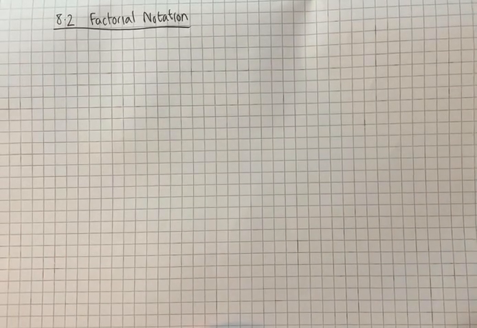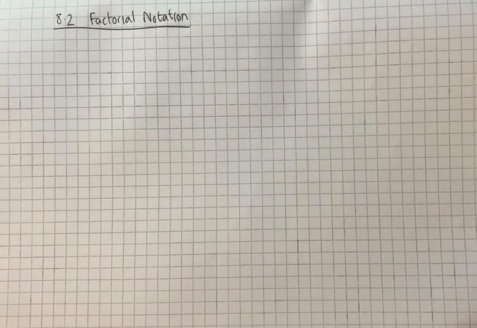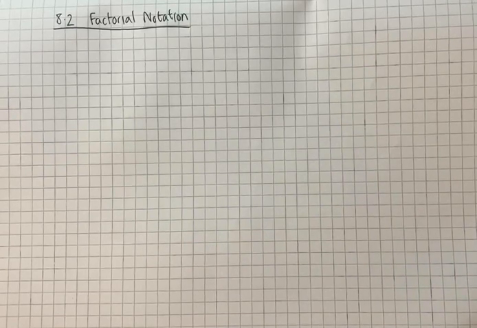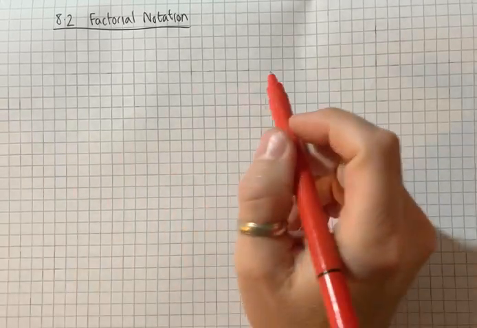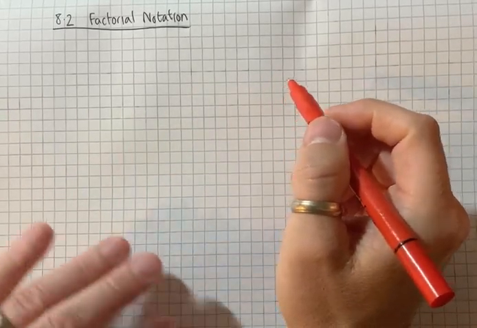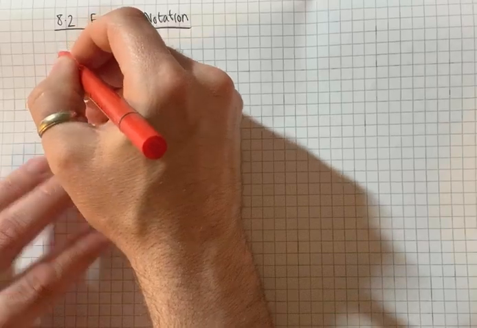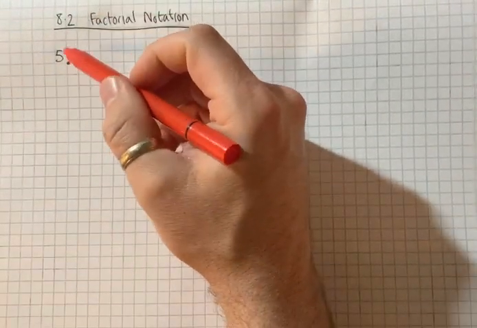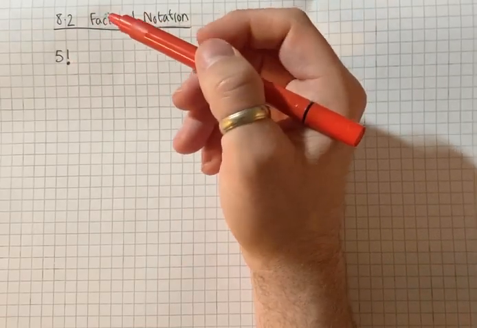Hello, this is lesson 2 of chapter 8, binomial expansion, and this is all about factorial notation. Well, firstly, what is factorial notation? I'll show you by doing example 3 part A from page 161 of the textbook, which says what is 5 factorial. So the exclamation mark in mathematics means factorial.